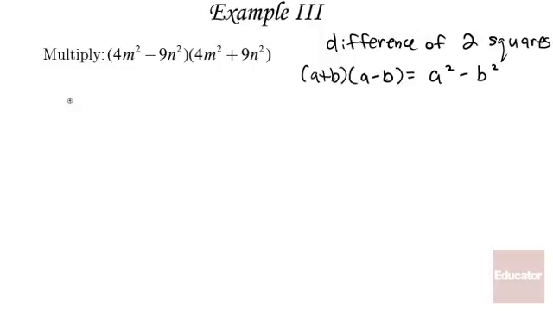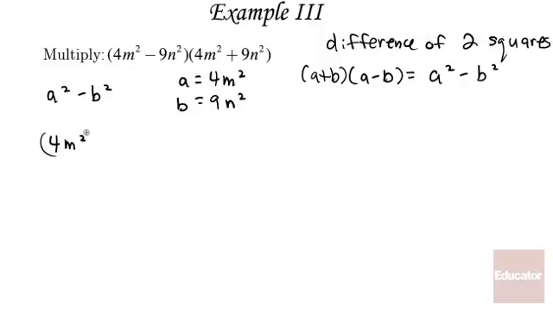First step, look at my formula and figure out what a is. And it's 4m squared. What is b? It's 9n squared. Now I plug that into this formula. A squared, so that's 4m squared, squared. This is a squared minus b squared. B is 9n squared, so I've got b, and I need to square it. Then I just need to simplify this.